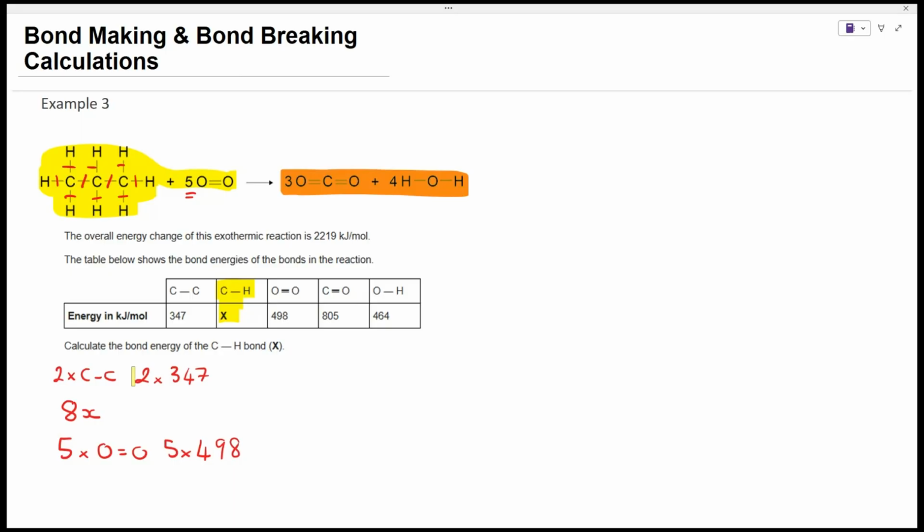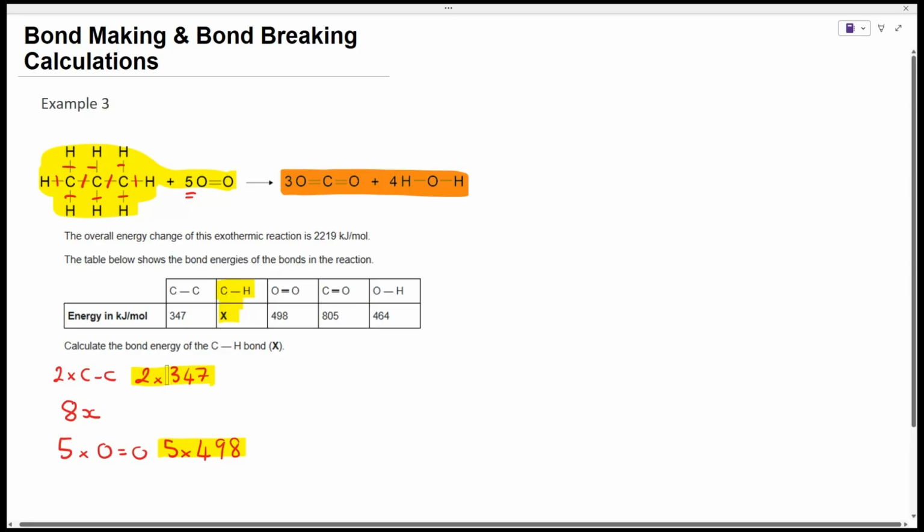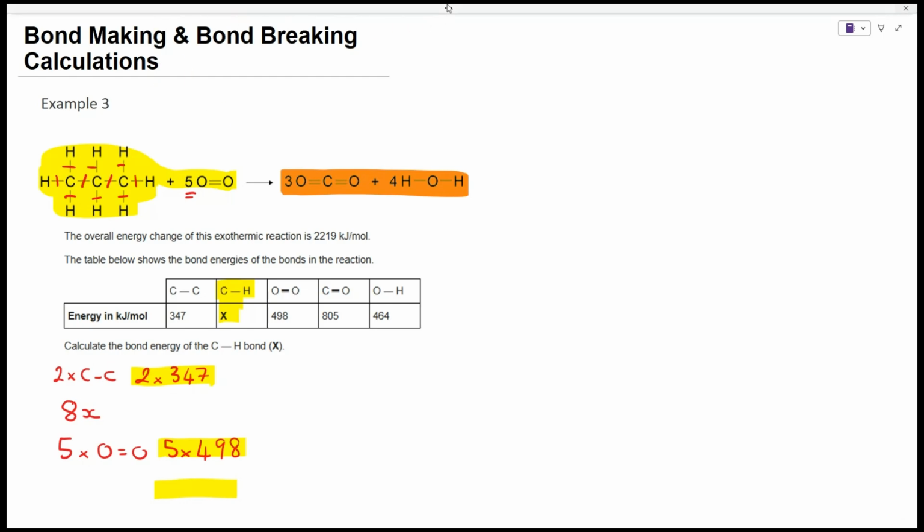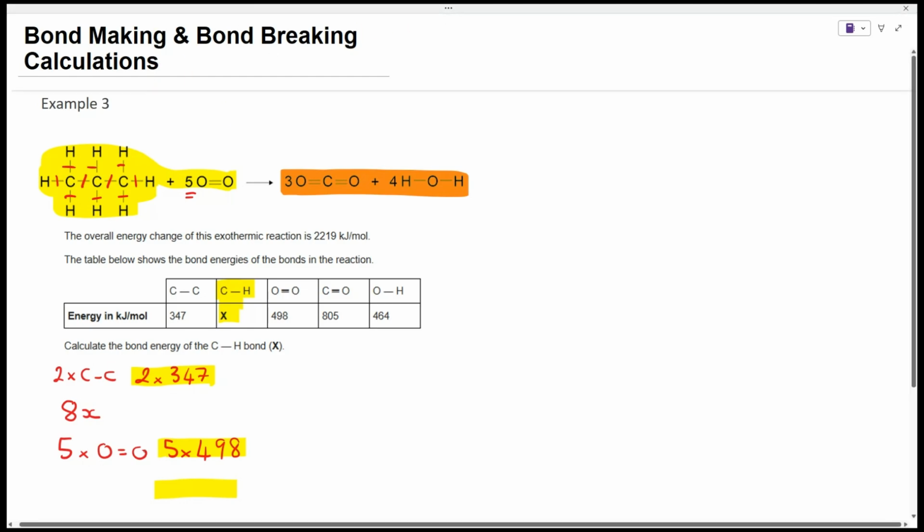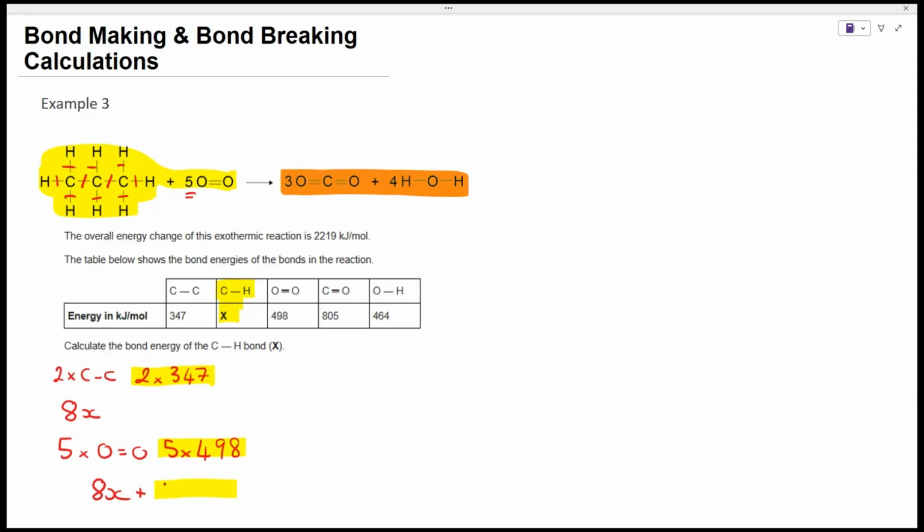Now, this part now is quite tricky, and I think a lot of people find this bit hard. What I'm going to do is I'm going to work out the two yellow numbers. Okay, so I'm going to work out the 2 times positive 347 and the 5 times 498. I'm going to work both of them out to give me one number. Okay, now what that does, it allows me to make the equation easier to solve. So I've got my 8x, which is my unknown, plus this number from the two highlighted parts. Now, when I add the highlighted parts together, it's 3,184.